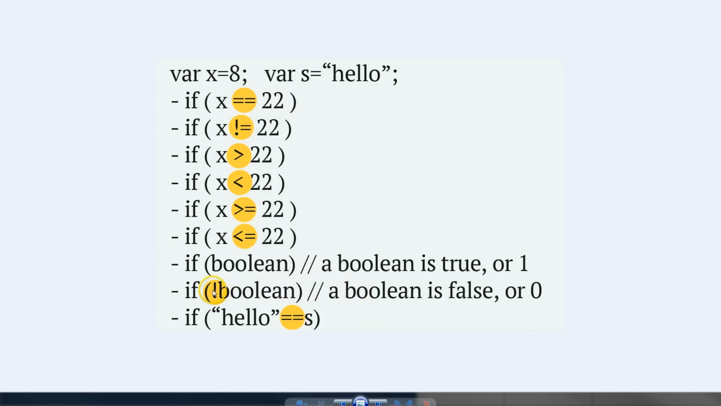So in this case, the exclamation point means not. So not true, true. Or if the string value hello is equal to whatever value is stored in s. What is s? Well, s is hello. So this condition would evaluate to true.